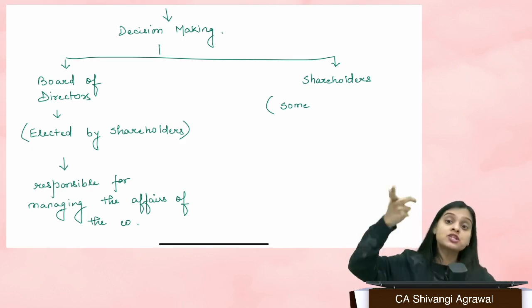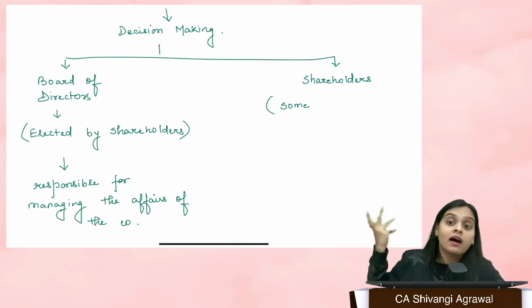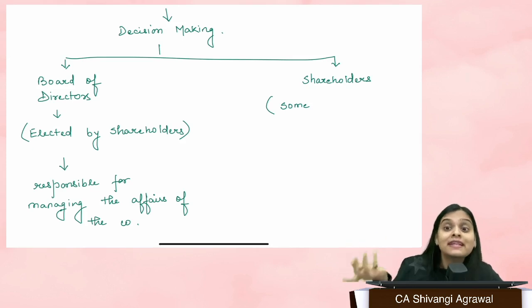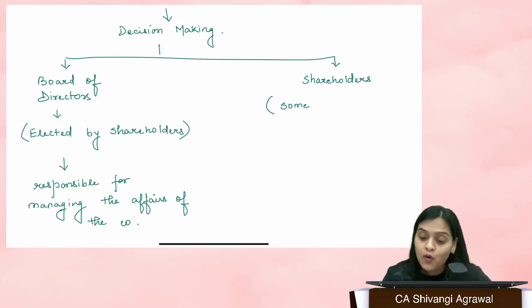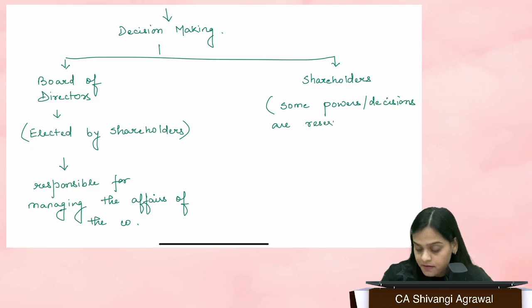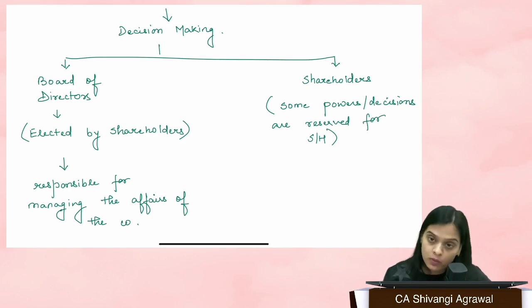But when they want to change the name of the company, they cannot change it without our consent. So they need to take our consent. So some powers or decisions are reserved for shareholders. SH means shareholder. Okay, fine. Who may be the shareholder?